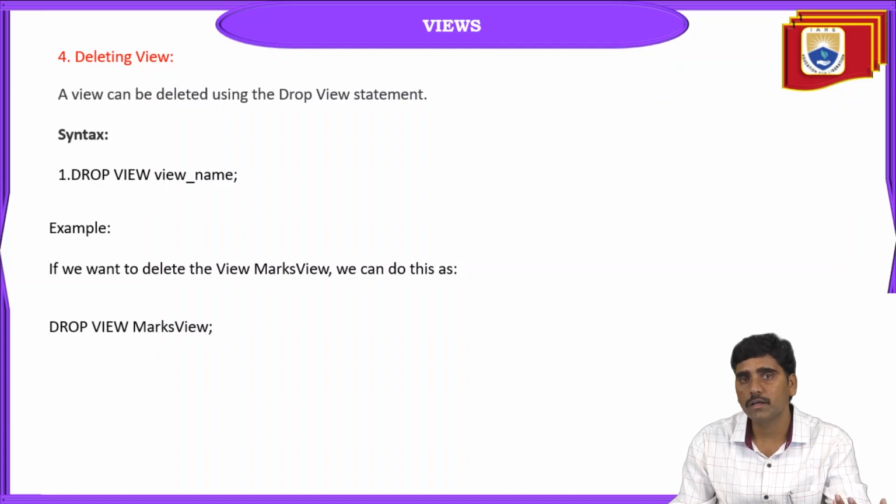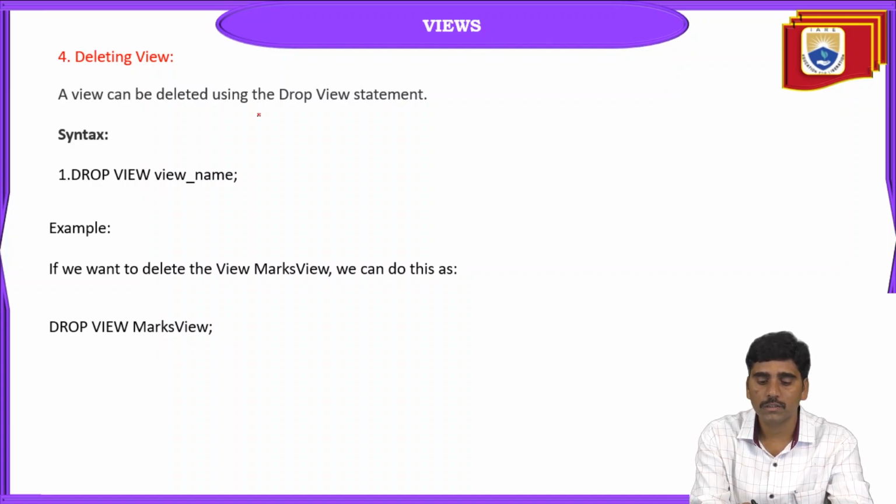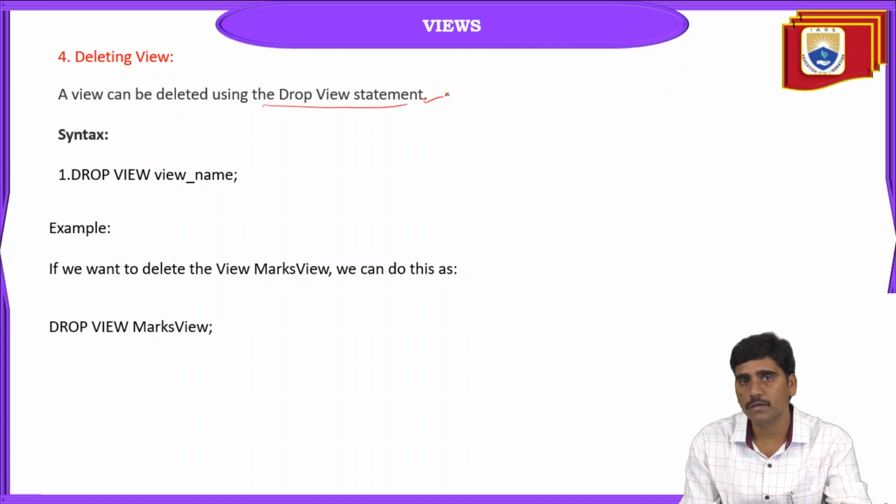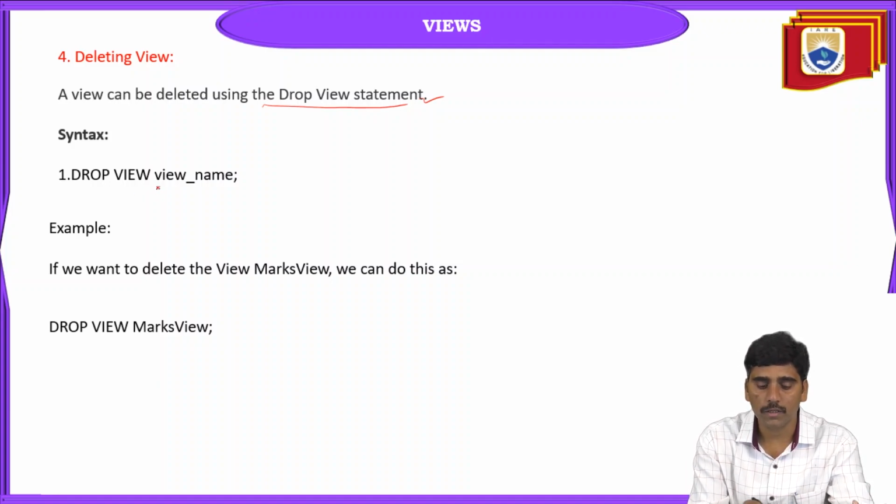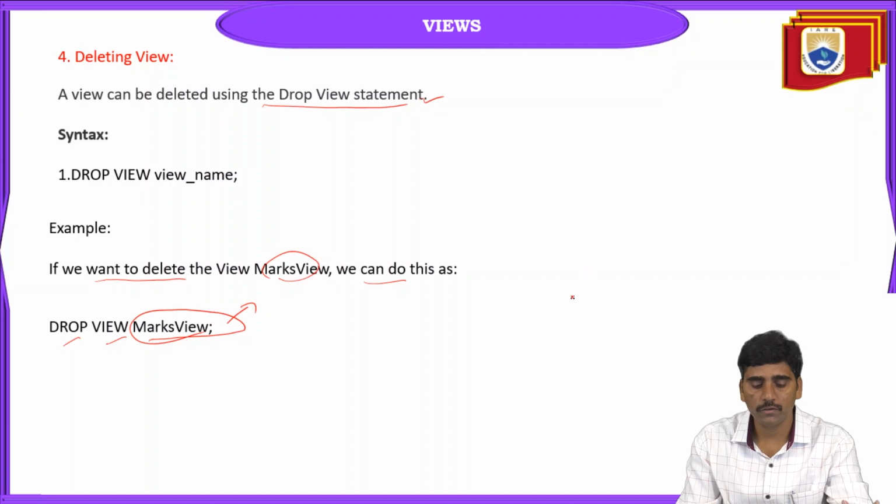And how are we going to delete the view? A view can be deleted using the DROP VIEW statement. Just as we drop a table with DROP TABLE table_name, the same way we can drop the view: DROP VIEW view_name. For example, if you want to delete the view marks_view, you do it like this: DROP VIEW marks_view. So this is the way you can delete a view.